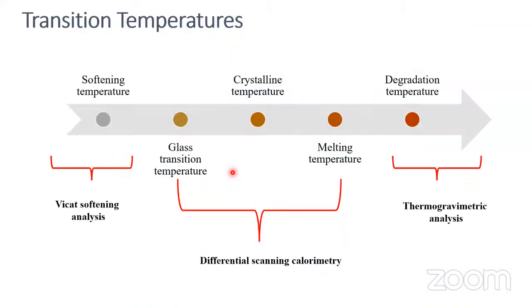Okay, so first of all, what do you mean by thermal transition of polymeric material? I think you have already studied it, but we will see it very briefly. What do you mean by thermal transitions of polymeric material, or transition temperatures for polymeric material? If you see this arrow, you will see step by step temperature profiles, or at what temperature your materials will perform in which manner.